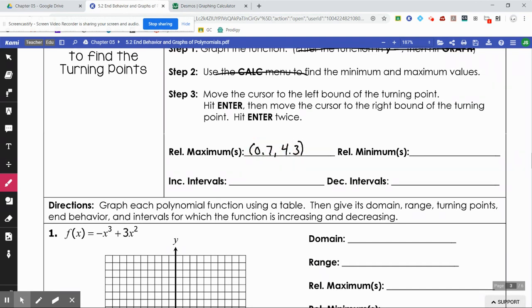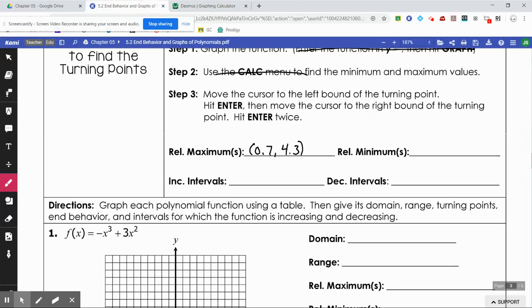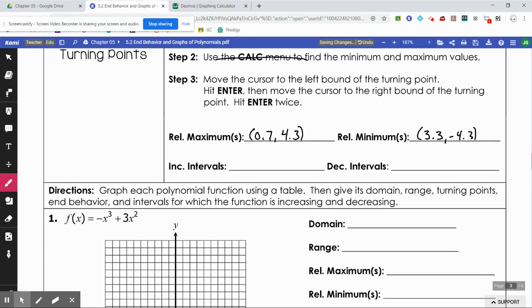So our relative maximum, again, is at 0.7, 4.3. We have a relative minimum. Let's go back to our graph at right around in here, 3.3, negative 4.3. Now let's talk about where it increases and decreases, and we're talking about intervals here.